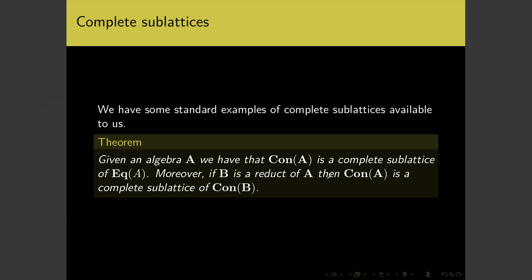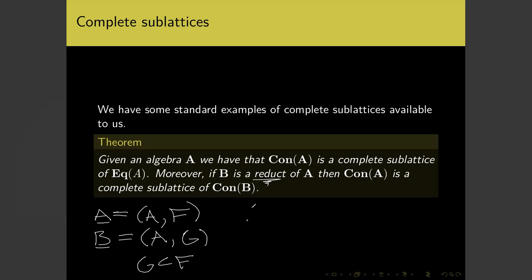Moreover, if B is a reduct of A, and so what this means, since I think I may have not addressed this yet, is if we have A as some algebra with some collection F of basic operations, we say that B is a reduct of A when B is going to be an algebra with the same universe, but a different collection of basic operations, so that G is actually a subset of F. So for example, if my algebra A has a single set and then some basic operations, F1, F2, then a reduct of A could be, for example, A and then just the operation F1. Another possible reduct that would be a different algebra, but would also be a reduct, is A with F2.